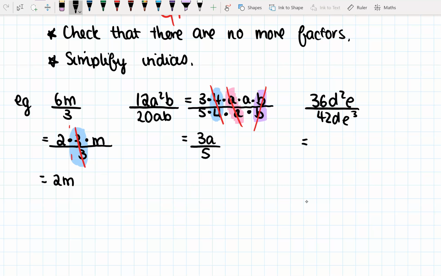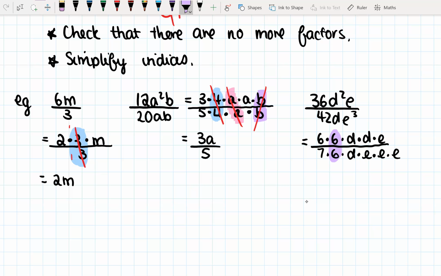So 36, and this one's a bit harder because we've got bigger numbers, but 36, pretty easy. We'll go with 6. Whoops, that's not a 6, that's a 3. We'll go with 6 times 6. Okay, d squared is just d times d, times e. Okay, and in the denominator we have 42, which we've already divided by 6 up the top, so we need 7 times 6 here. Okay, times. We have 1d, and we have 3 e's. 1, 2, 3. Okay, so now we can start with our cancelling again.